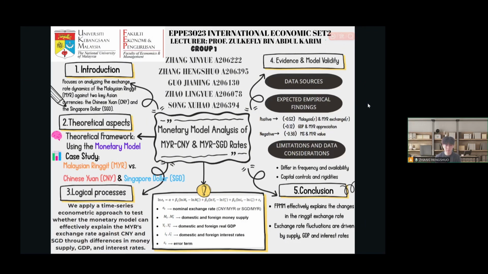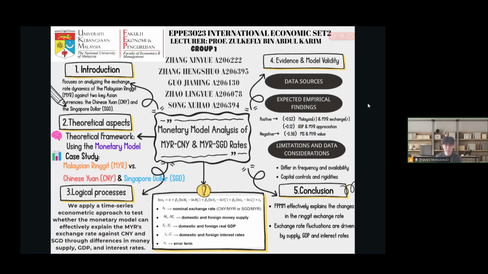The study examines the exchange rate fluctuations of the Malaysian ringgit against the Chinese yuan and Singapore dollar, using the monetary model as the core theoretical framework. According to this model, exchange rate movements are not random, but instead are driven by macroeconomic differences between two economies. Specifically, key variables such as money supply, economic growth rate, interest rate, and inflation rate play a crucial role. These variables reflect the underlying value of a country's currency and its economic fundamentals, and therefore determine the long-term direction of the exchange rate.